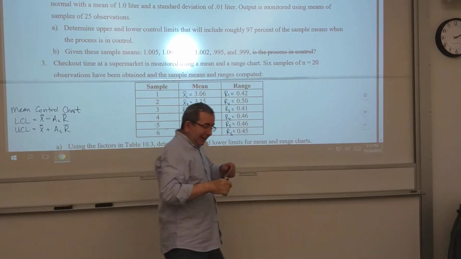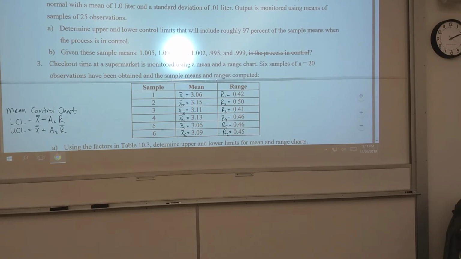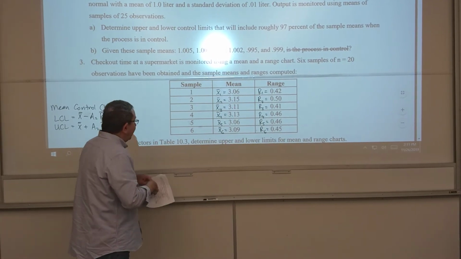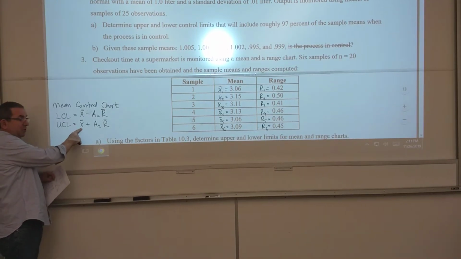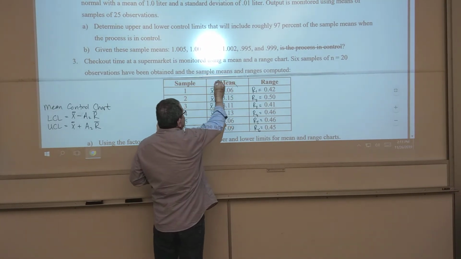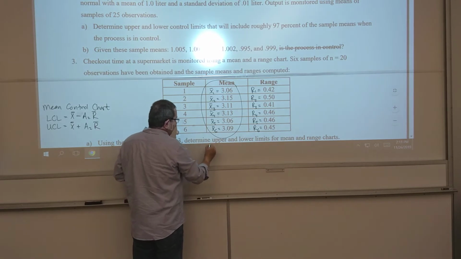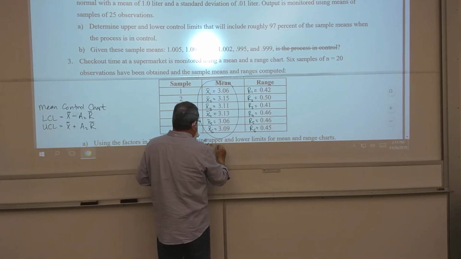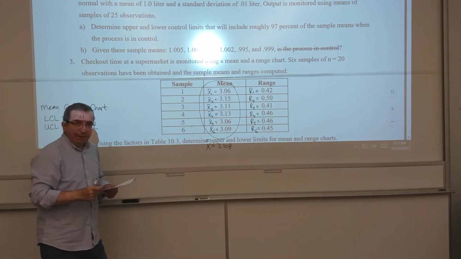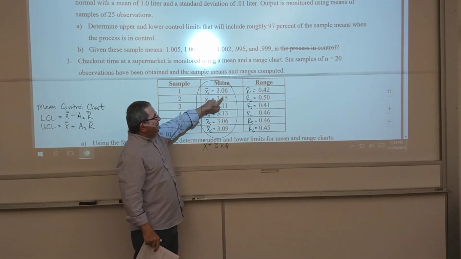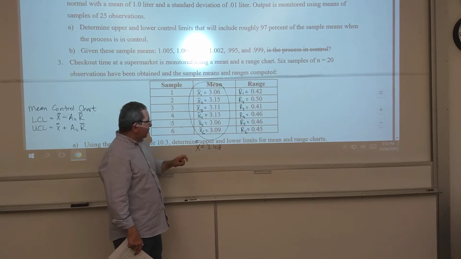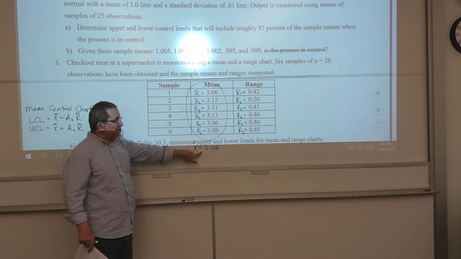So, can I have one of those solutions? Thank you. Okay. So basically, we need to find x double bar. X double bar is the average of these numbers. Okay? And the average will be 3.108. So these are sample averages or sample means. And when we take the average of sample means, we get x double bar. So we average these to get this.